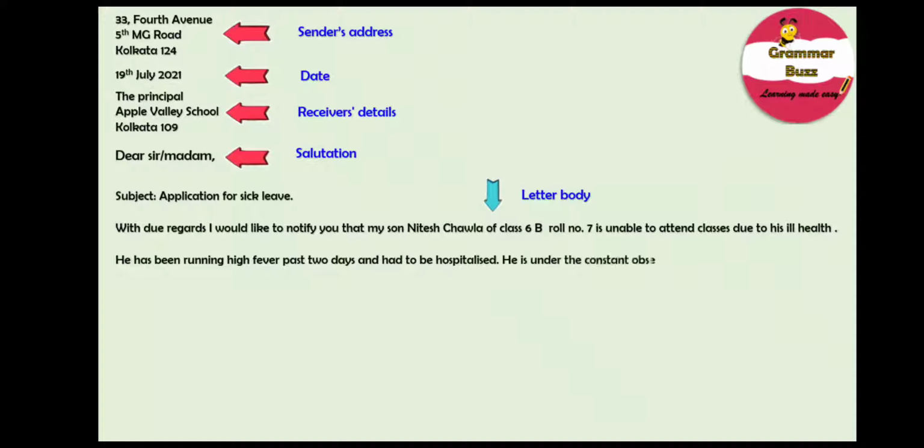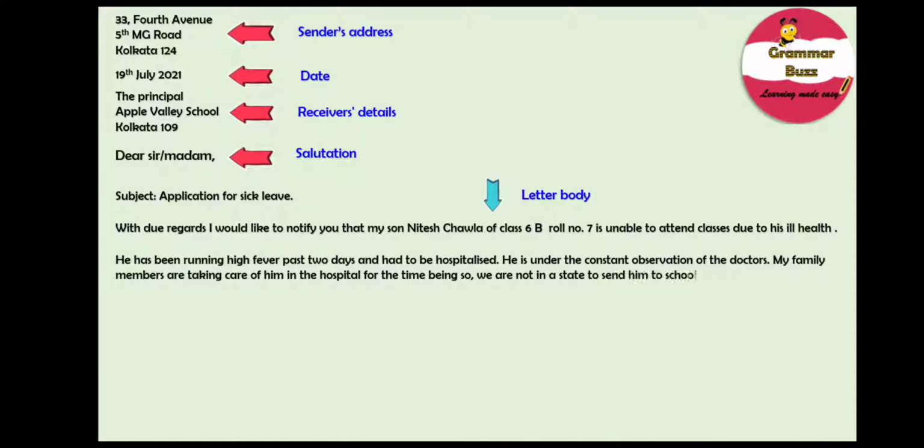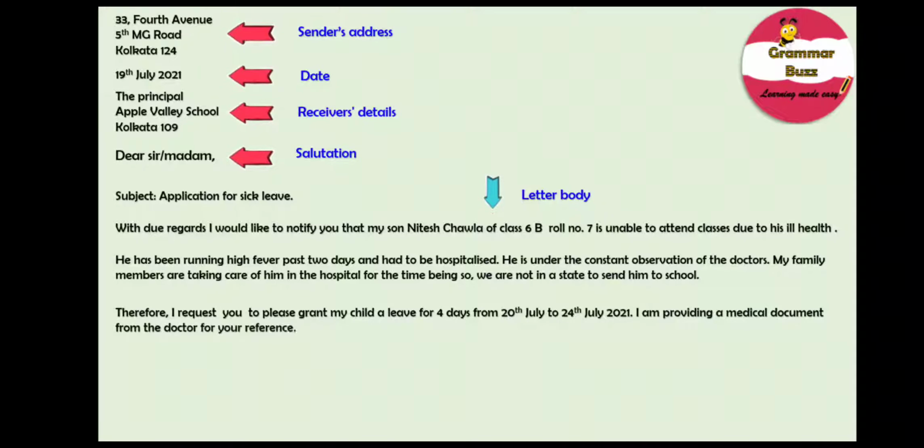He has been running a high fever for the past 2 days and had to be hospitalized. He is under the constant observation of the doctors. My family members are taking care of him in the hospital for the time being, so we are not in a state to send him to school. This is our second paragraph. Therefore, I request you to please grant my child a leave for 4 days from 20th July to 24th July 2021. I am providing a medical document from the doctor for your reference. This is the concluding paragraph.